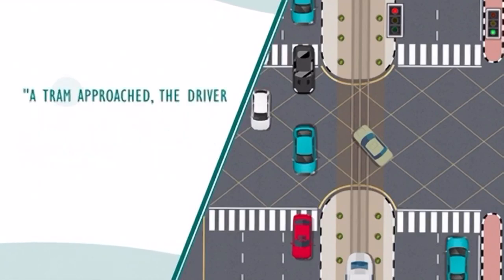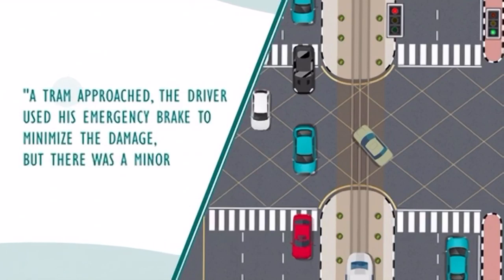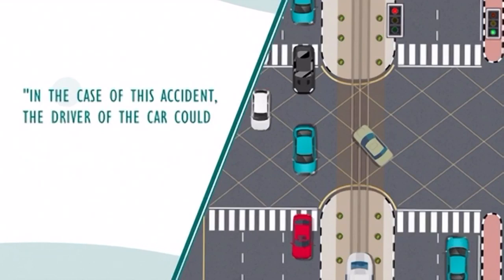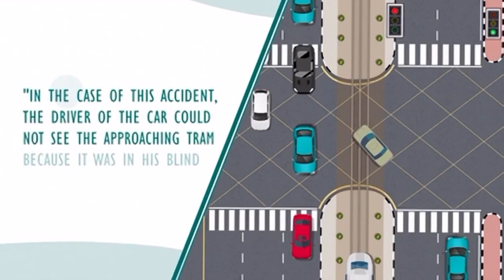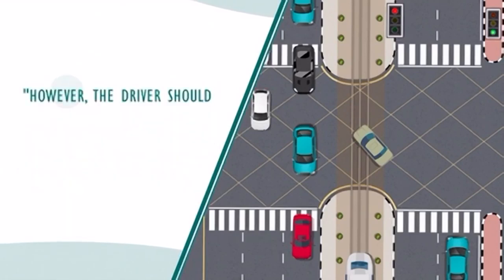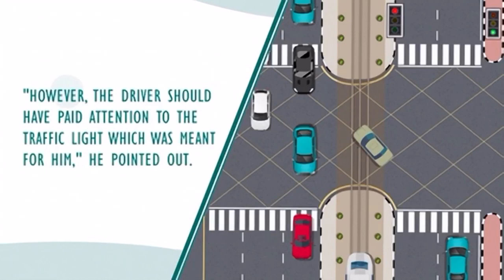A tram approached. The driver used his emergency brake to minimize the damage, but there was a minor crash, he said. In the case of this accident, the driver of the car could not see the approaching tram because it was in his blind spot, added Mudarrab. However, the driver should have paid attention to the traffic light which was meant for him, he pointed out.